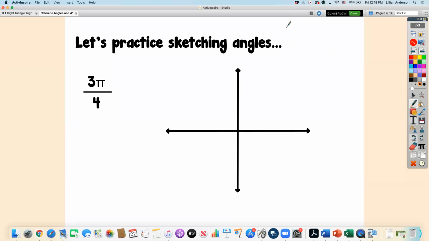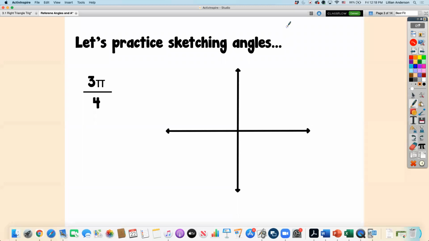Let's practice sketching some angles, okay? You guys can do this on your desk in the classroom. You can do it on a sheet of paper at home. But let's get this whole idea of making sure you guys are able to sketch angles. First off, when you sketch an angle, it needs to be in standard position. We talked about what standard position was last class.